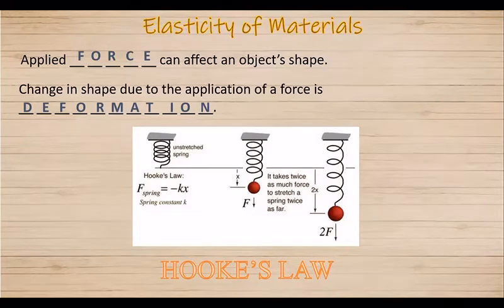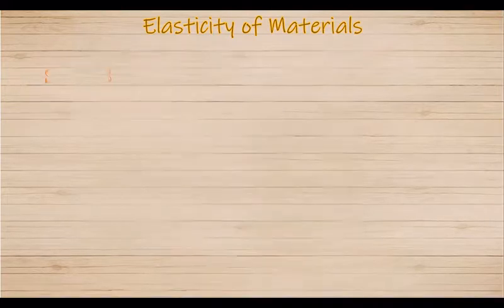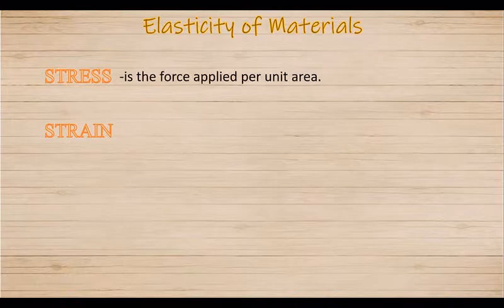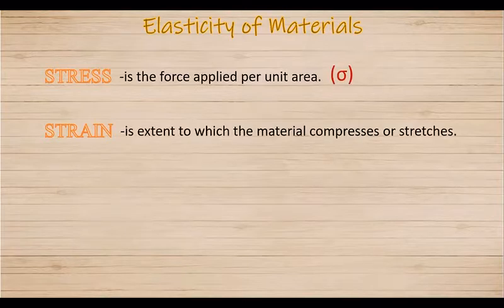Now we know that when force is applied to a material, it will either stretch or compress in response to the applied force. So that will be the focus of our lesson today, which will be all about stress and strain that will possibly make object deformation. In the field of mechanics, stress is known as the force applied per unit area and is denoted by this symbol, while the strain is the extent to which the material compresses or stretches.